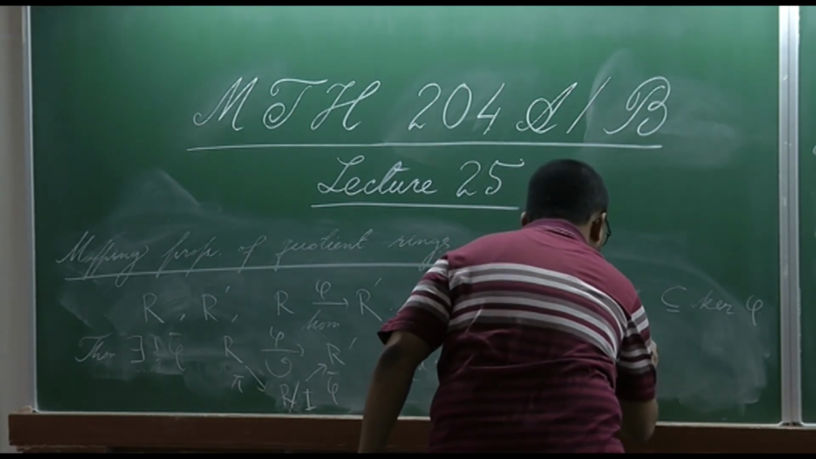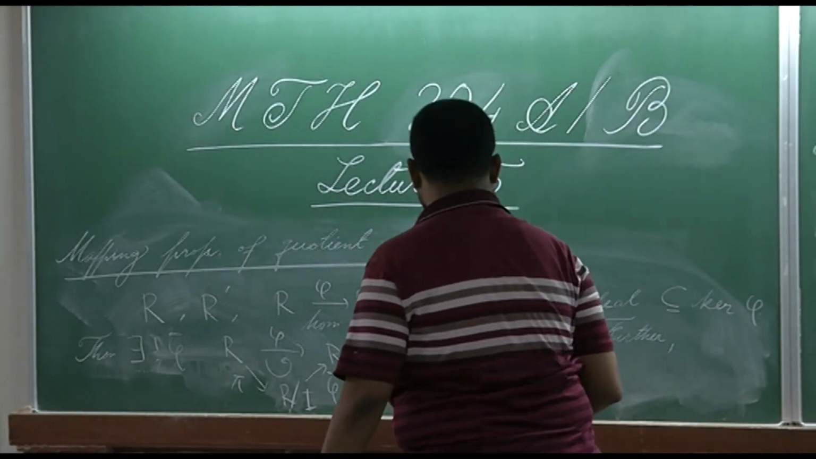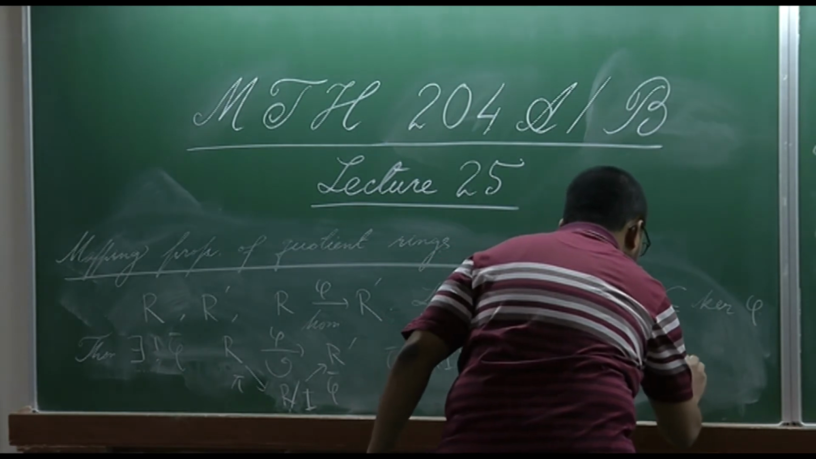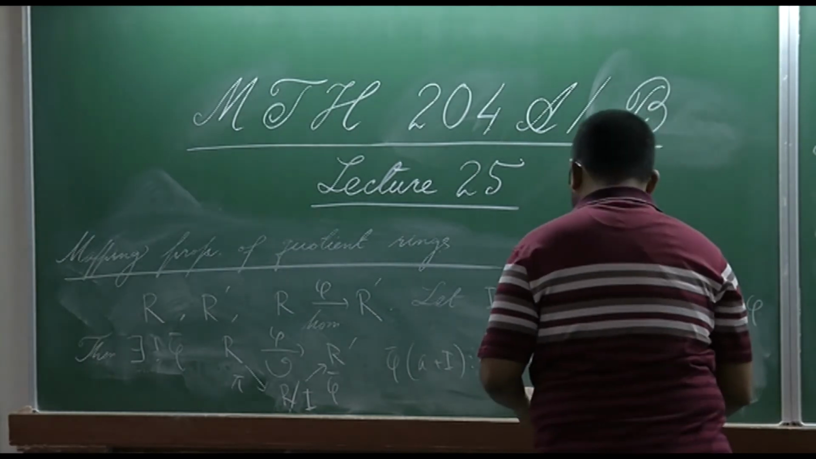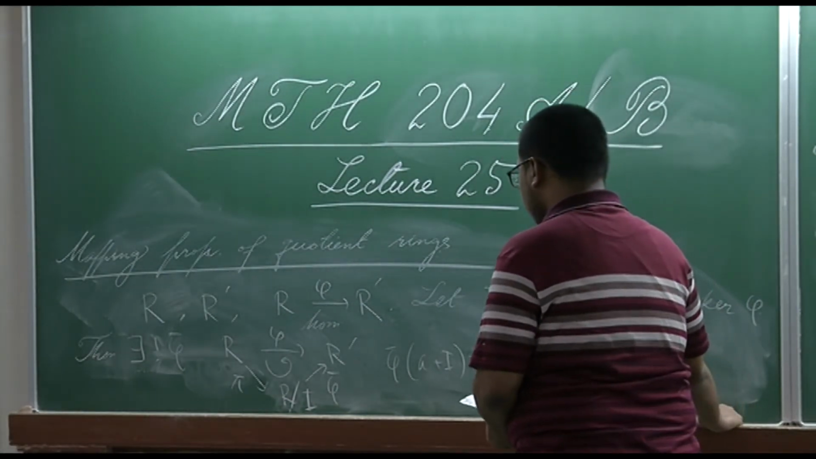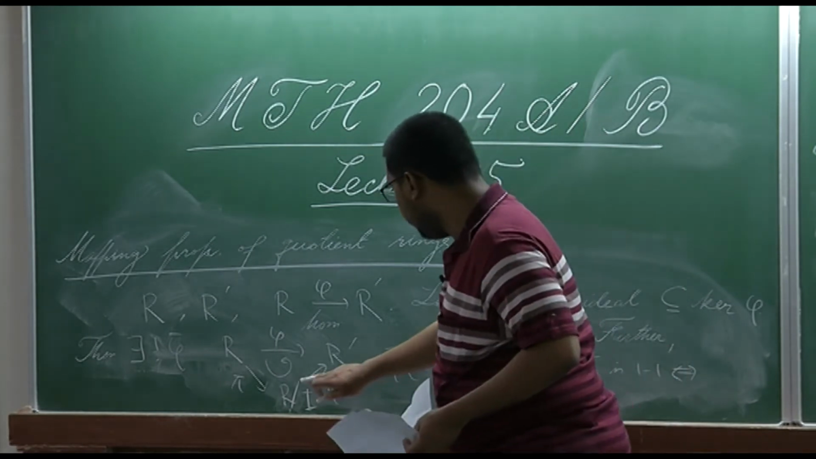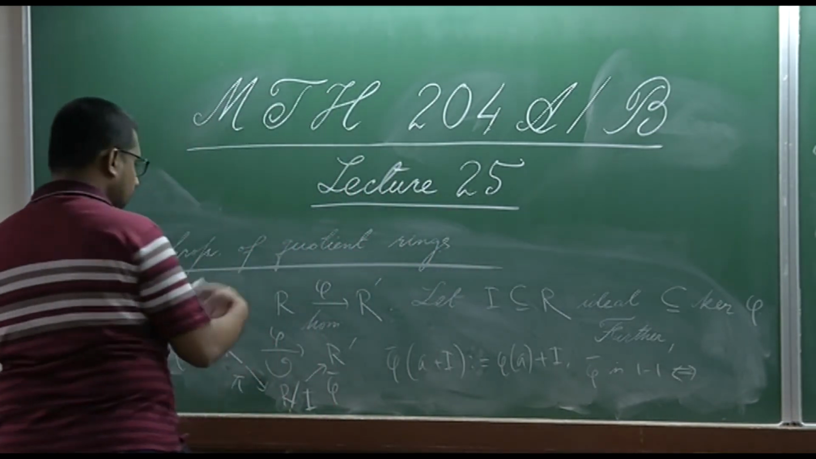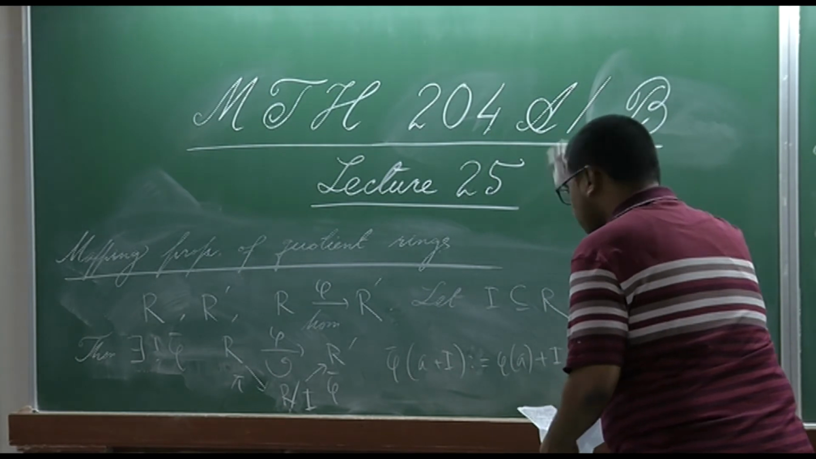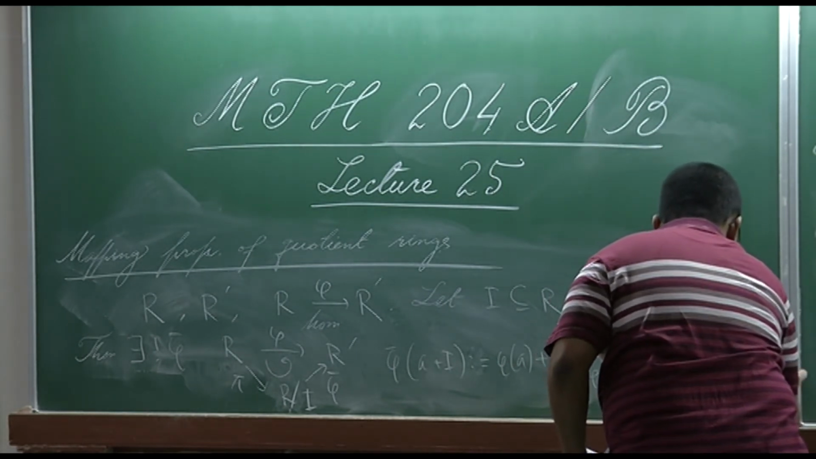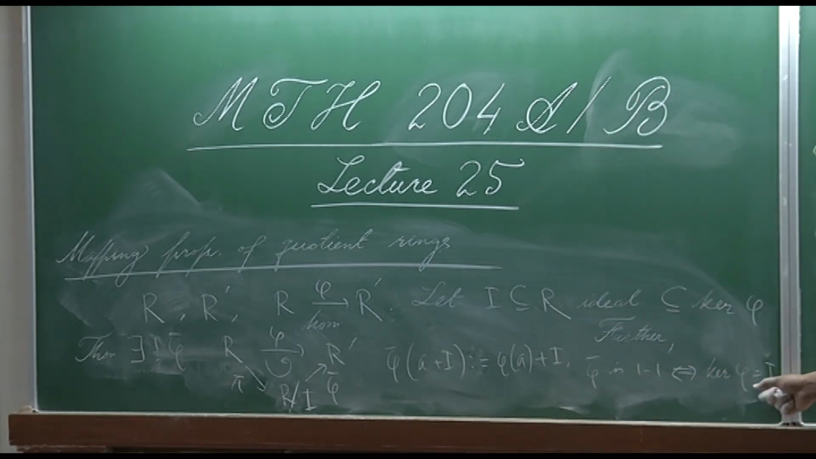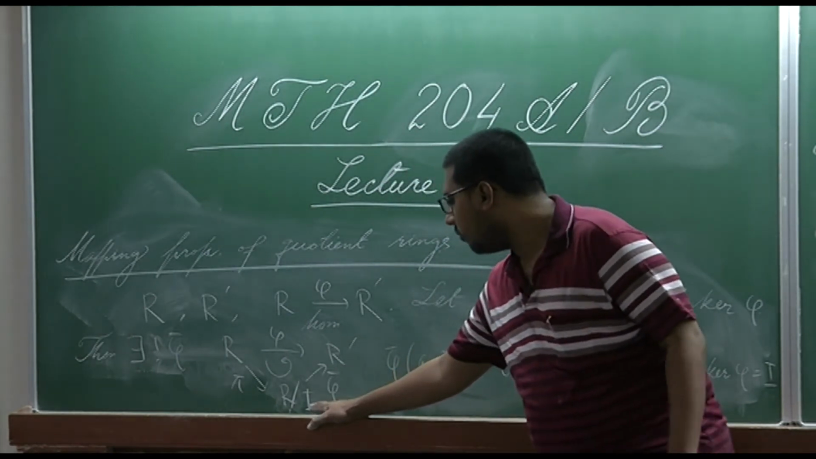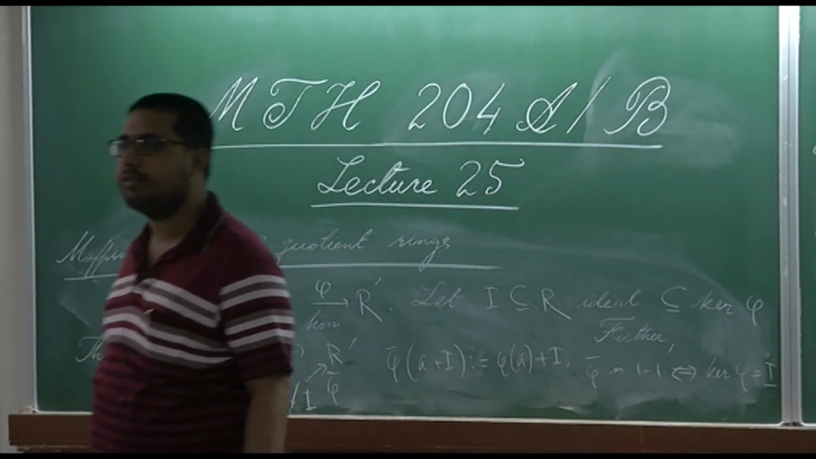Furthermore, phi bar is 1-1 if and only if kernel phi is I. Kernel is 1-1 if and only if nothing non-zero goes there. So it is exactly the same as what you have seen for group theory. So kernel phi is exactly I, and in this very special case what we get is called the first isomorphism theorem for ring theory. That is R modulo kernel phi is isomorphic to the image of phi.